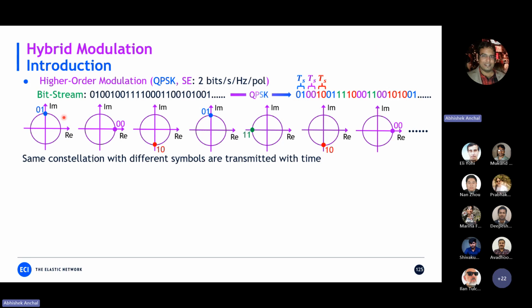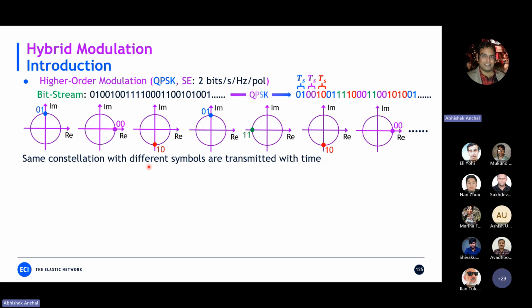So in a series of time, for example, transmitting 0, 1 means transmitting this symbol in this constellation diagram. Whatever the next one is, it transmits that one. Transmitting on the constellation diagram means you're transmitting with a certain phase and amplitude. So higher order modulation basically groups the bits, creates the symbols, and transmits those symbols as a series in time.